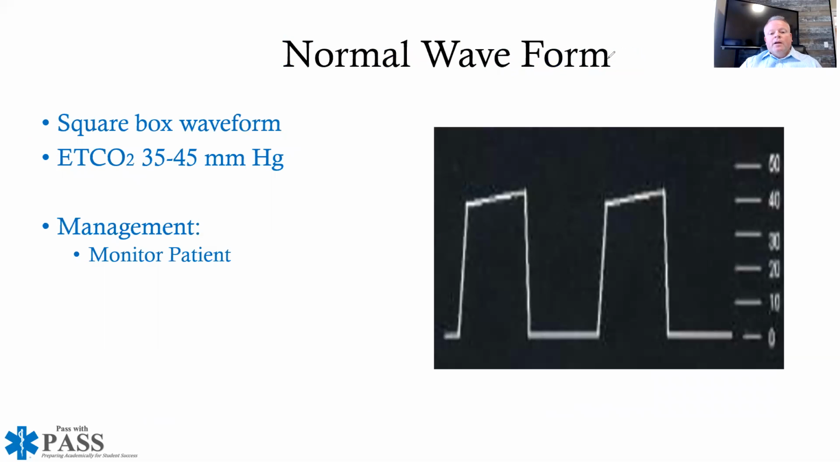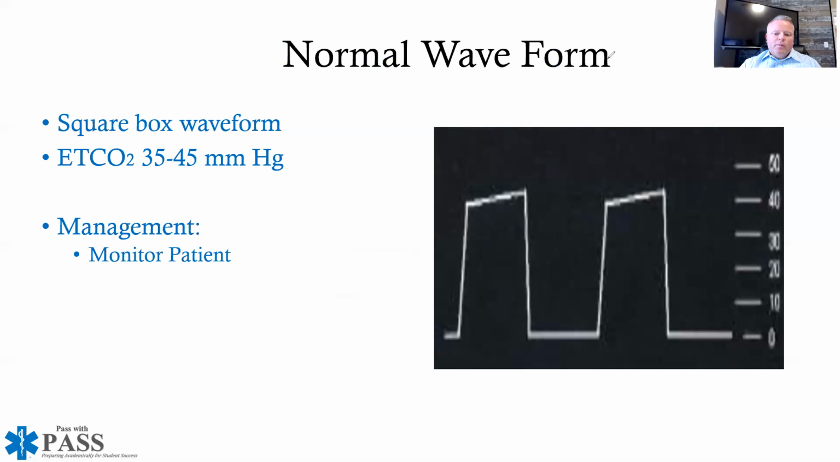I want to look at some of these in real time. So, normal waveform, square box waveform. Something to keep in mind here: if you do an intubation and you have a tube through the glottic opening, you put them on capnography, and you have any variation of a square on your capnography, you know that tube is through the glottis. It has to be in the appropriate spot. If it is in the belly, you're not going to get a waveform. So with esophageal intubations, you're not going to be able to see anything.